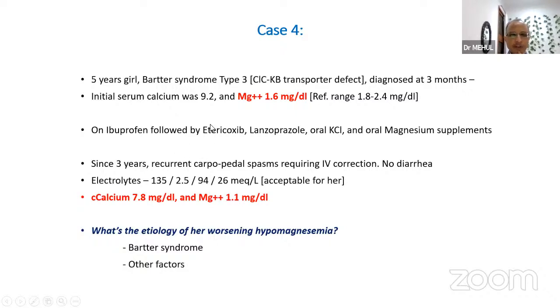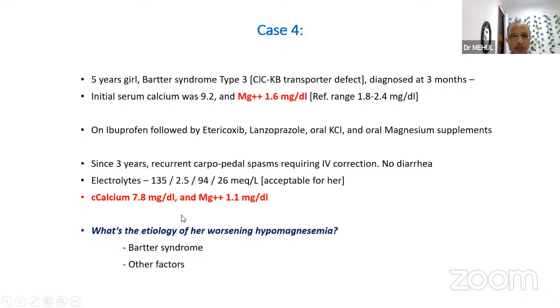Later on, from 2 years of age, we shifted her over to COX-2 inhibitors, etoricoxib, which is what we have been using in our children with Bartter syndrome. Along with that, lansoprazole, oral potassium, and oral magnesium supplements. For the past 3 years, she was having recurrent carpopedal spasms requiring IV corrections. There was no diarrhea. Her electrolytes were always acceptable for her. Potassium of 2.5 was quite good for her.